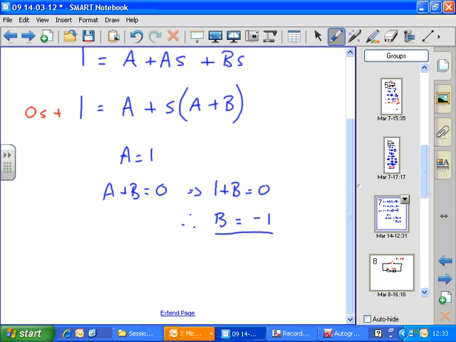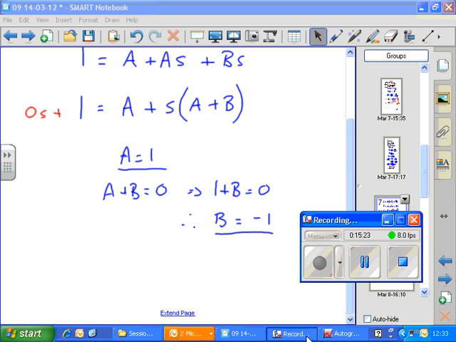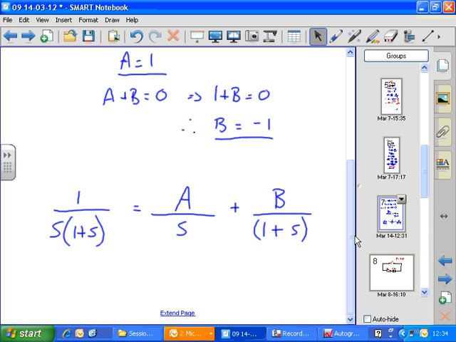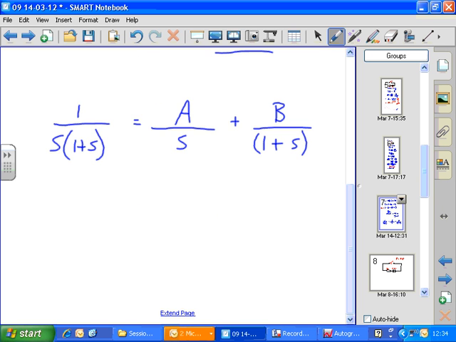So I know b equals minus 1 and a equals 1, and I can plug them back into the original function, which was 1 over s(1 plus s) equals a over s plus b over 1 plus s, where we split it. Now we know what a and b are. So we can write that 1 over s(1 plus s) equals a, which is 1 over s, and minus, because b is minus 1, over 1 plus s.